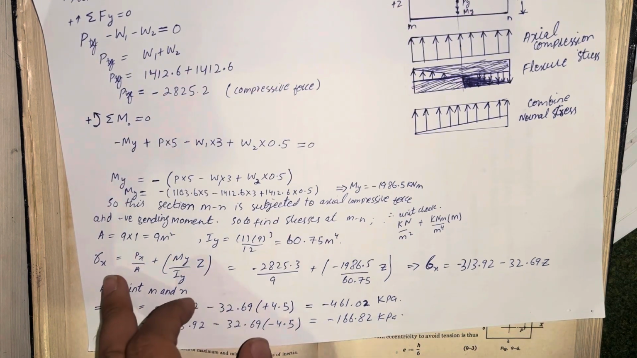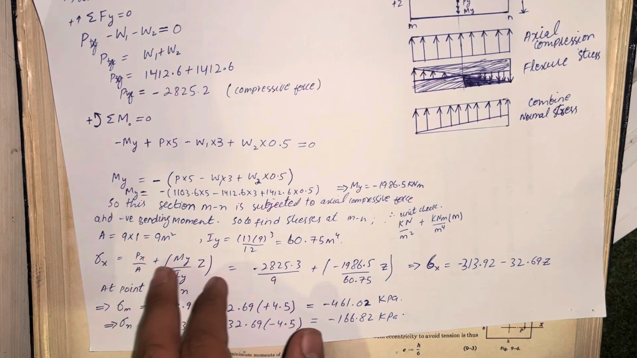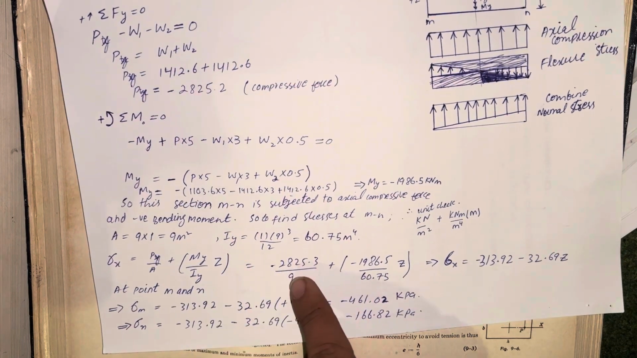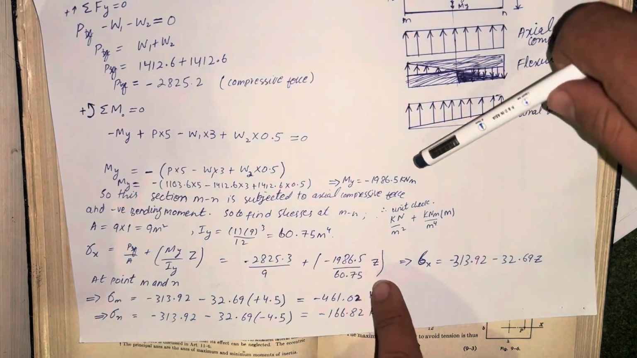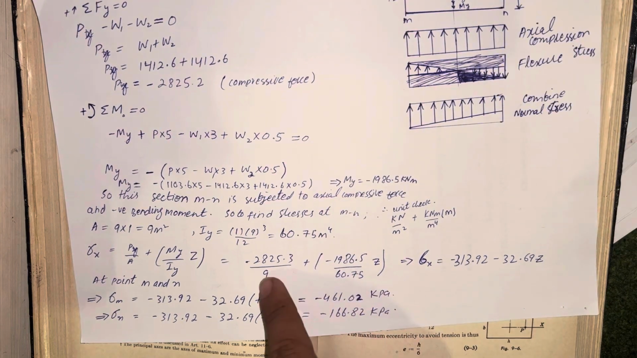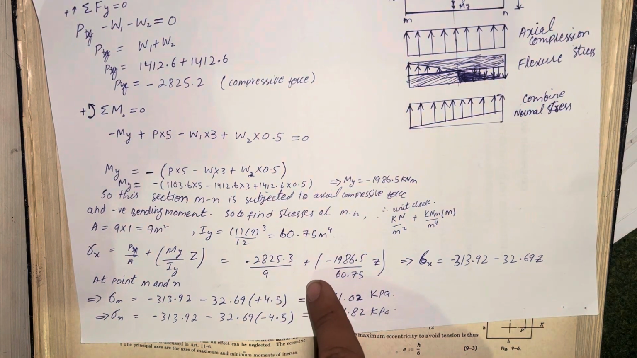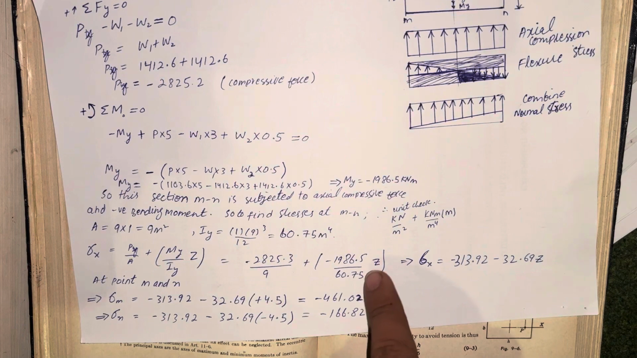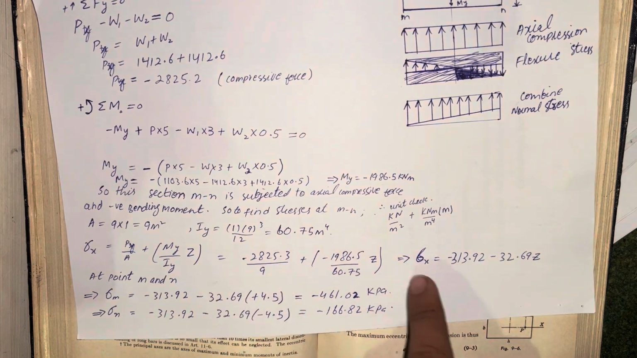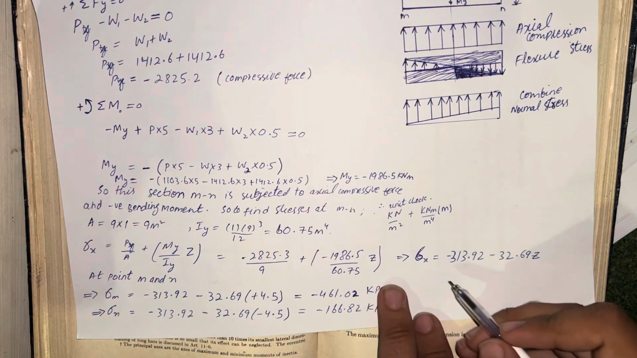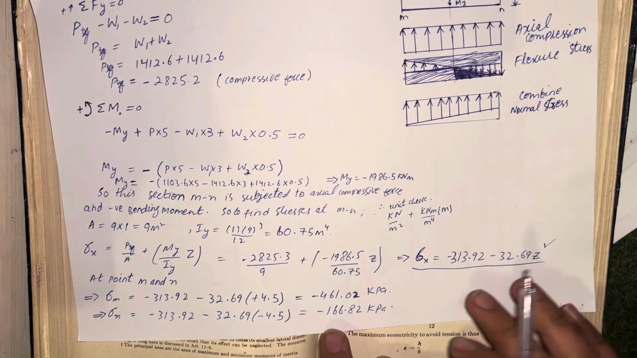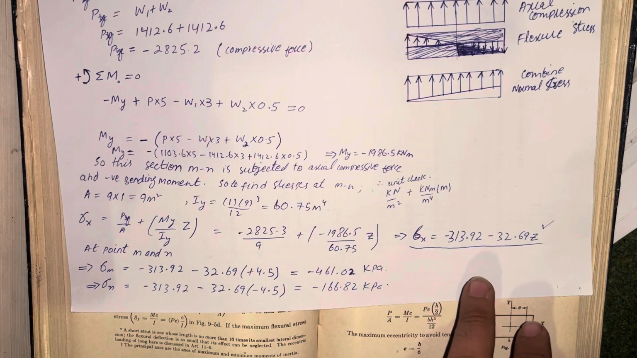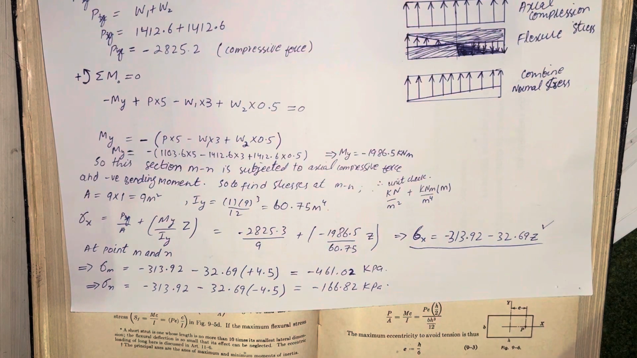So here we have the combined stress equation. This is compressive force, that's why it has a negative value. Also put the value of My, which we have calculated here, and divide by the geometric properties. Multiply by z, then simplify these values, and this will become our fiber stress equation, to find the values at points M and N.